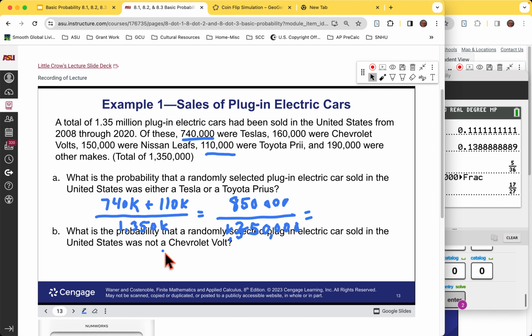So we'll just say, okay, Chevrolet Volt. Let's see, where's the Volt? Oh, there it is. Okay, 160. So we just do 160 divided by the 1,350,000, but we're going to subtract that from 1 because that's not what we want. So the not part, 1 subtract that will give us what we want. Okay, and you can just put that all into the calculator.